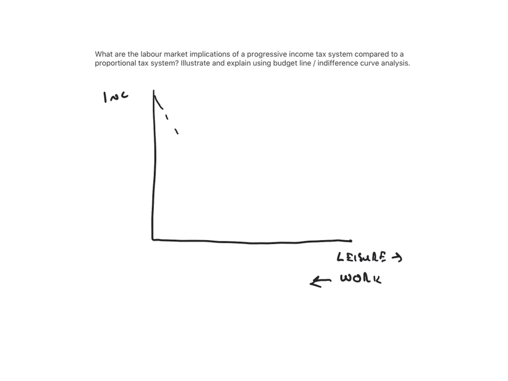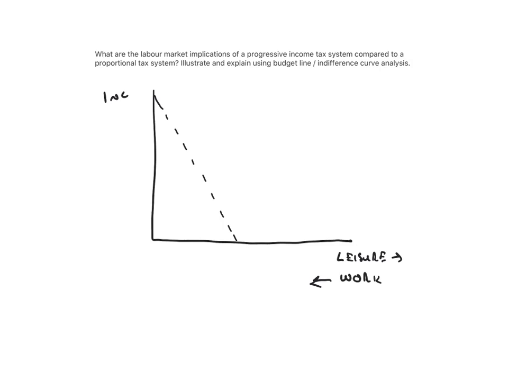Okay, so we know if we're using budget line indifference curve analysis, we've got income on our vertical axis, we've got leisure, and the opposite being work on a horizontal axis. And let's start with the assumption that we have no tax. So we'll have a budget line that looks somewhat like this.